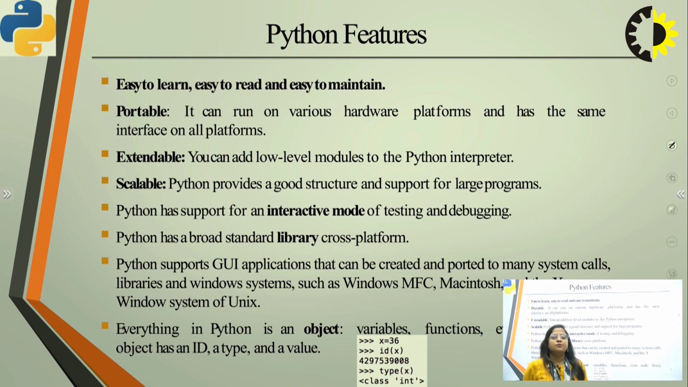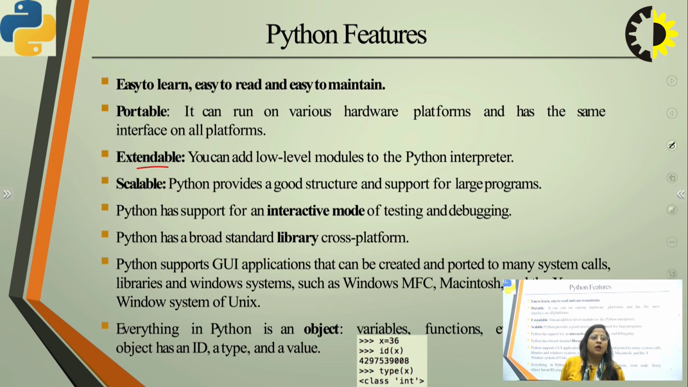The second point is portable. The Python language is very portable, which means it can run on various hardware platforms like Windows, Mac, and Linux. The third point is extensible. Extensible means this language uses modules. Modules have different types of predefined libraries. Low level modules are also used in the Python interpreter. So it is extensible also.